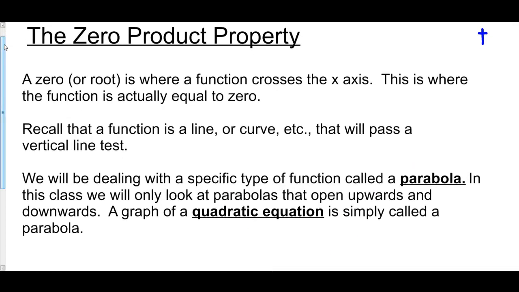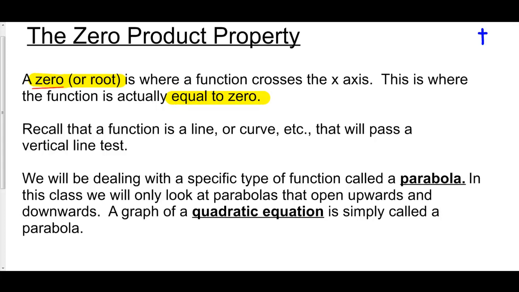So a zero is also called a root, and it's a place where a function crosses the x-axis. Please fill in 0. That's what we're looking for. We'll look at the graph of that in a minute. In my math classes in college, we called it a root. And this is where the function is actually equal to 0. Please fill in equal to 0.